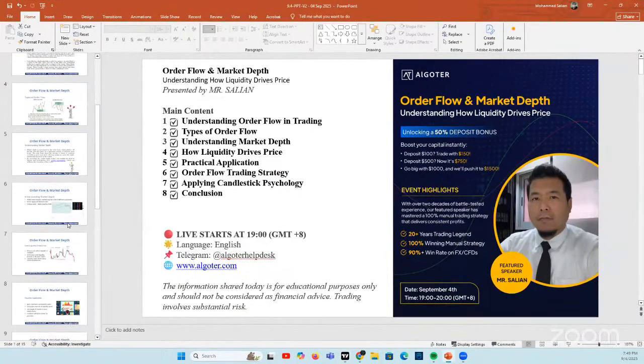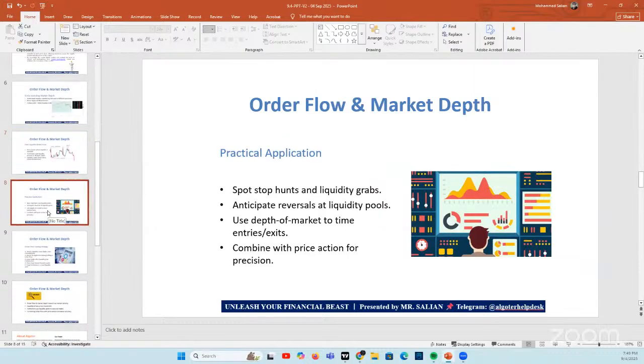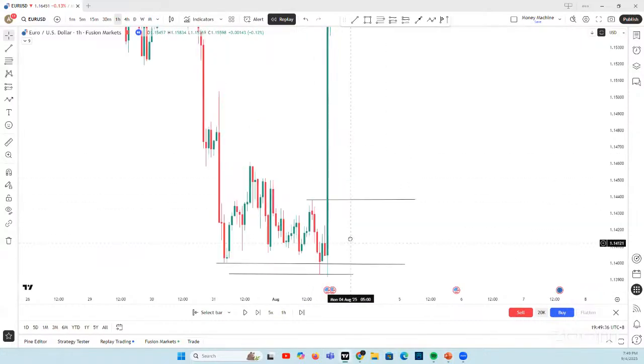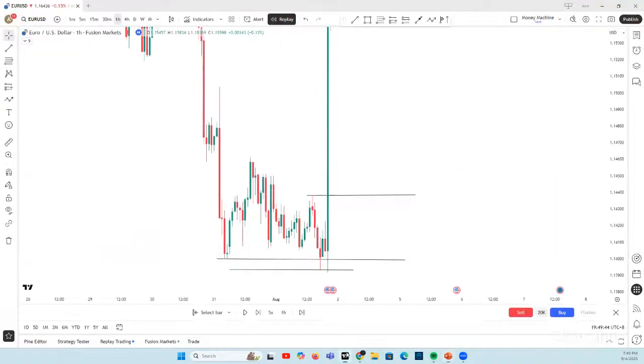So if we go back to that, spot stop hunts, which we already did. There's the stop hunt. Okay, then what? Anticipate reversals at liquidity pools. Liquidity pools, all the liquidity is there, my friend.